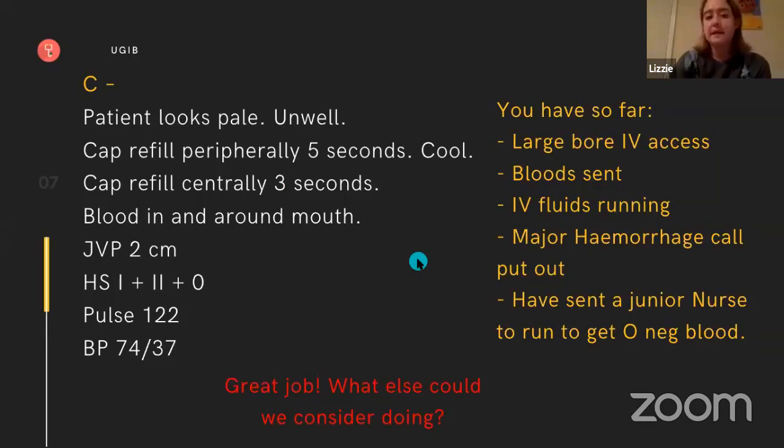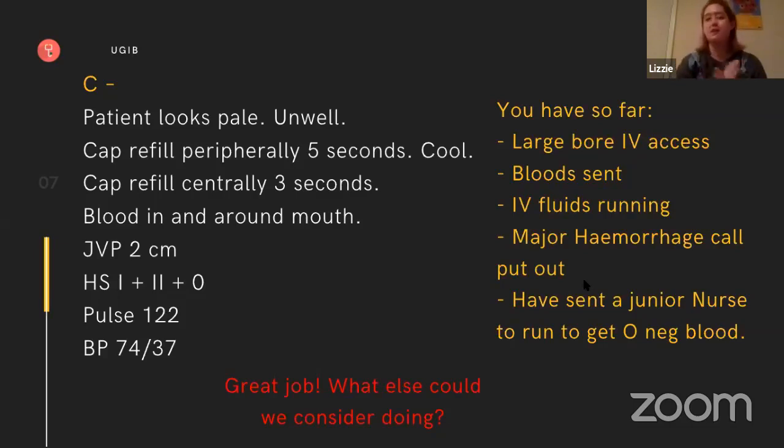So let's go back to our scenario. You've done an excellent job. Your med reg is still miles away, really taking their time, but you have absolutely smashed it. You've got 2 large cannulas in, you've sent loads of blood, there's IV fluids running, you've put a major hemorrhage out, and there's a junior nurse en route to get some O negative blood.